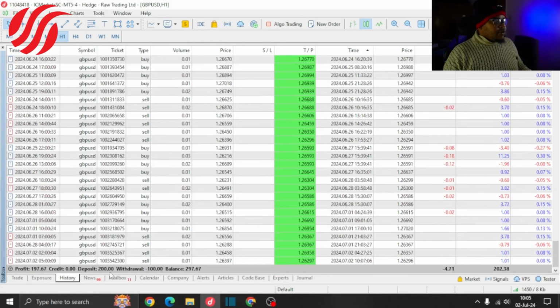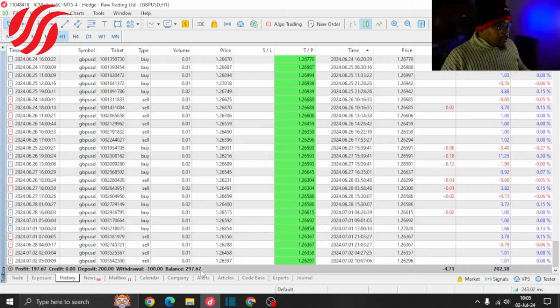And looking at the bottom, you guys will see the deposit is $200. The profit is $197. And the withdrawal is $100, bringing the balance to $297. So obviously, if you add the withdrawal to that balance, that is what the profit plus the deposit would be. But because $100 has been withdrawn, this is what the balance is right now.